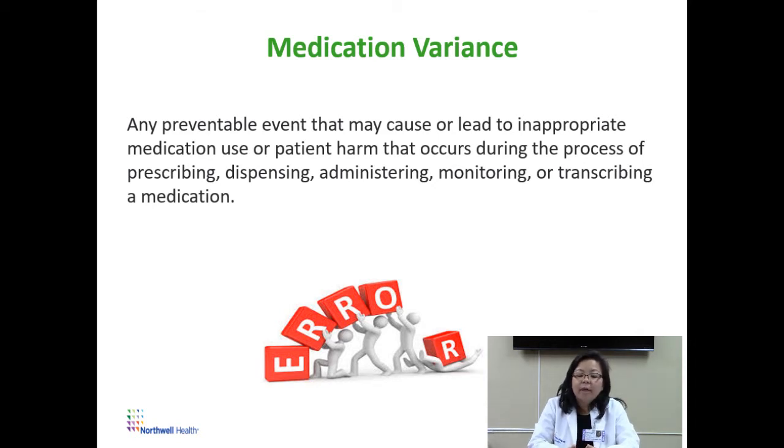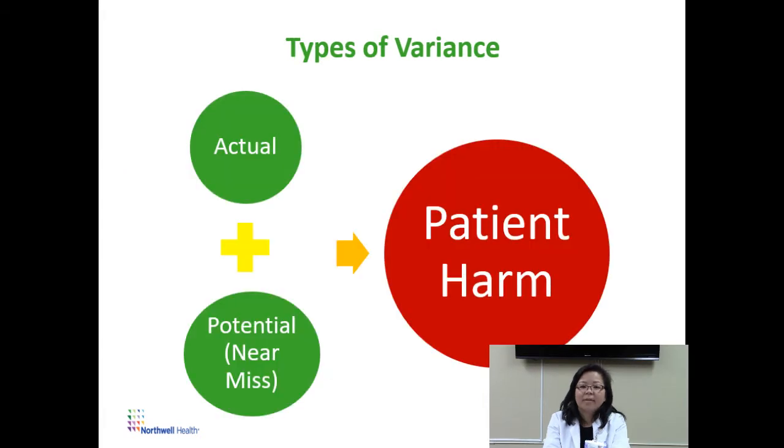Any preventable event that may cause or lead to inappropriate medication use or patient harm that occurs during the process of prescribing, dispensing, administering, monitoring, or transcribing a medication. The types of variance: one is actual, which is it would reach your patient. Say that a medication that you were supposed to give IV and you administer it as IM.